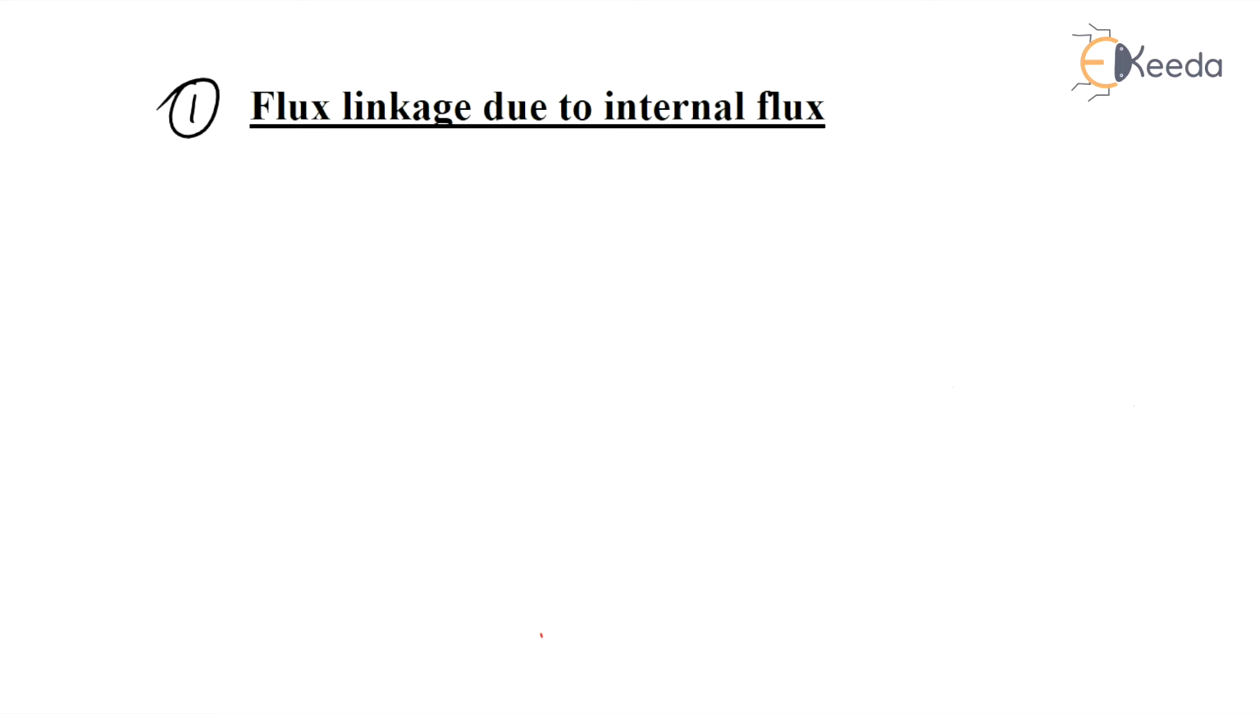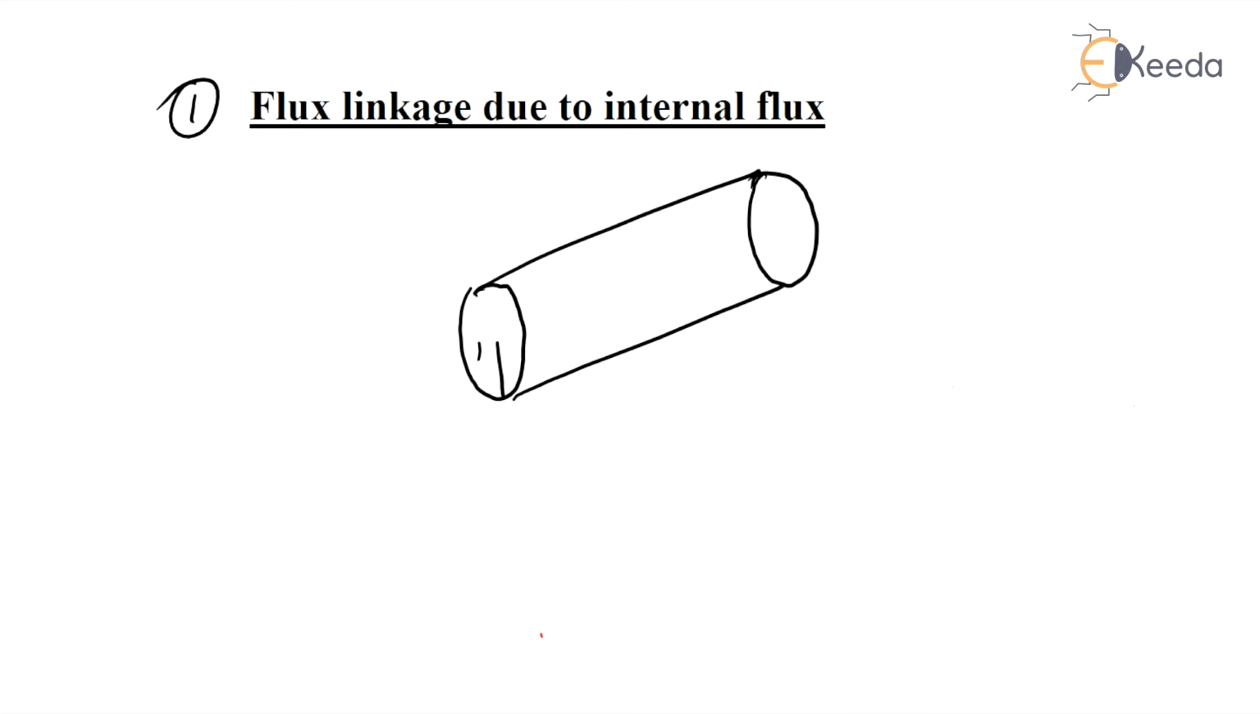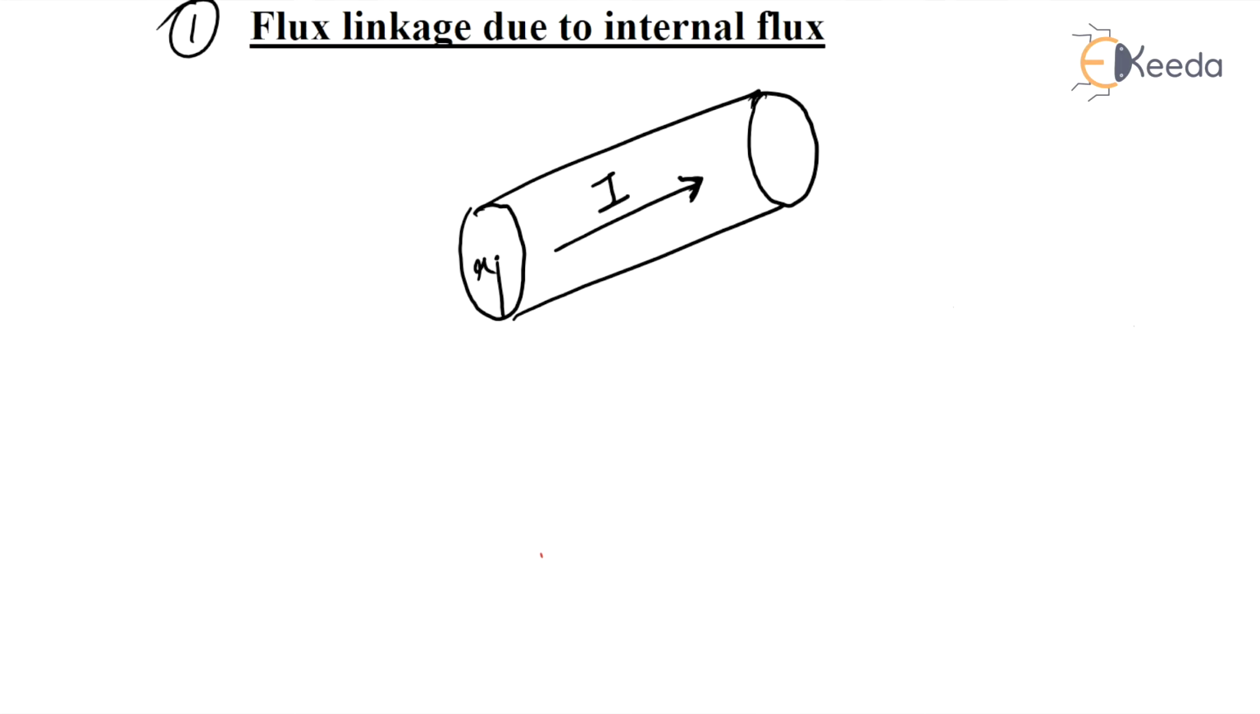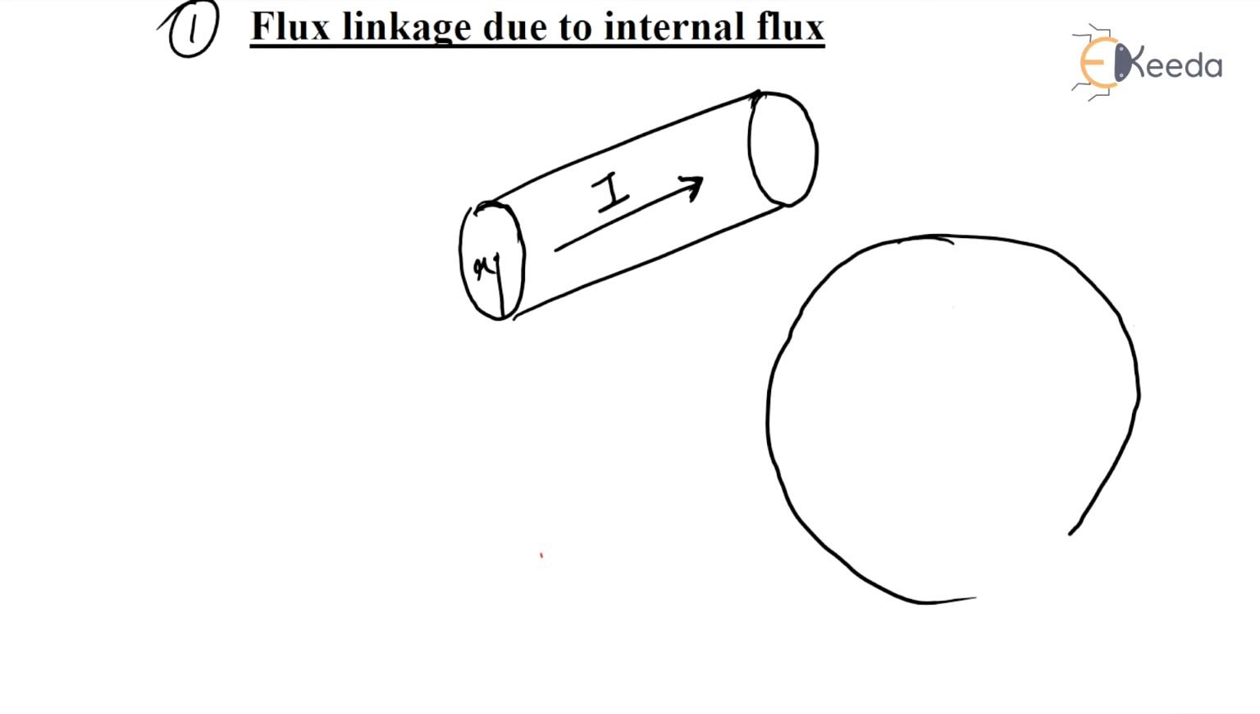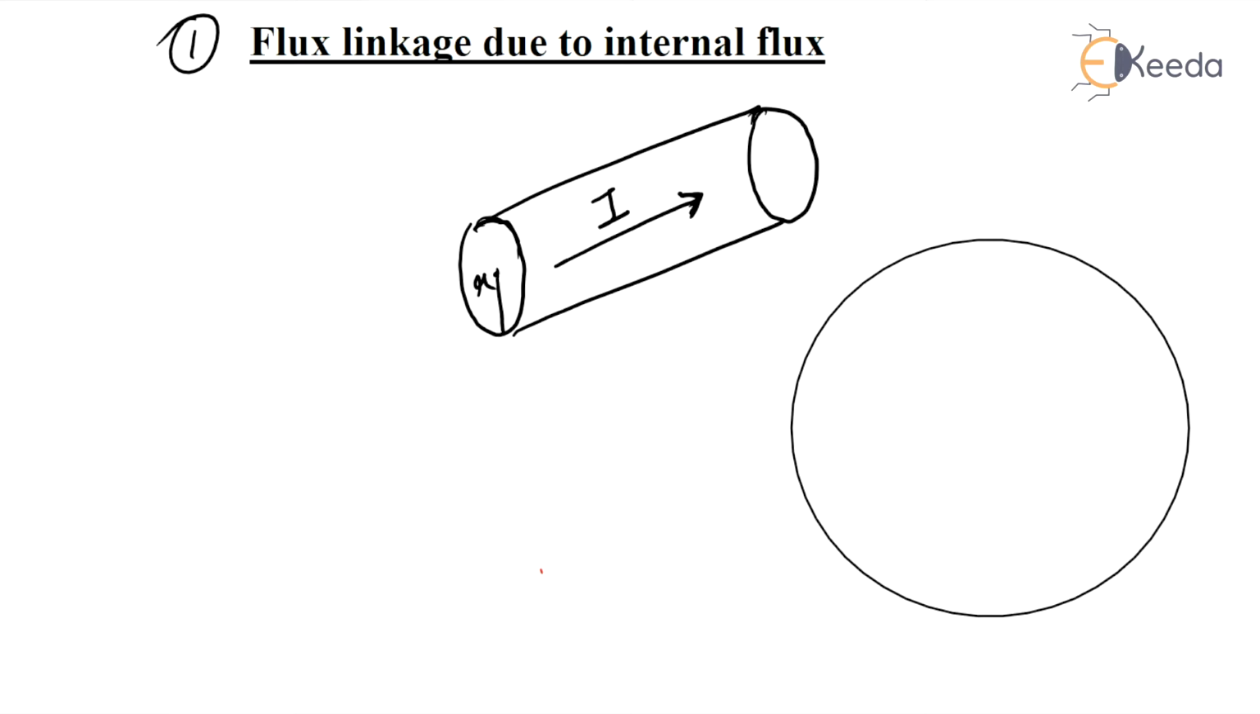For that, first consider a long straight cylindrical conductor of radius r and carrying a current I. We'll see the cross-sectional view of a long cylindrical conductor of radius r, carrying a sinusoidal current of RMS value I.